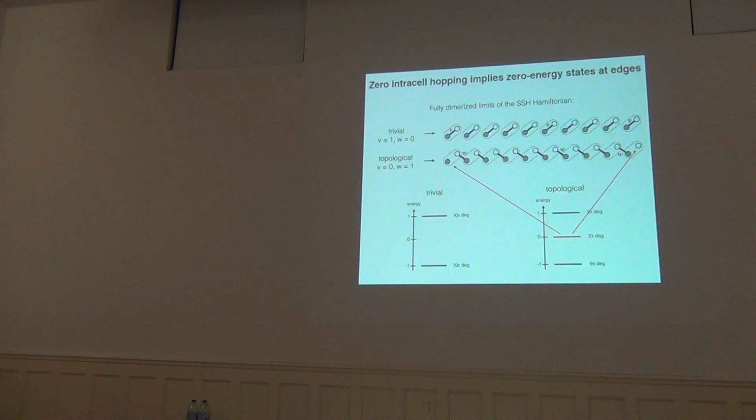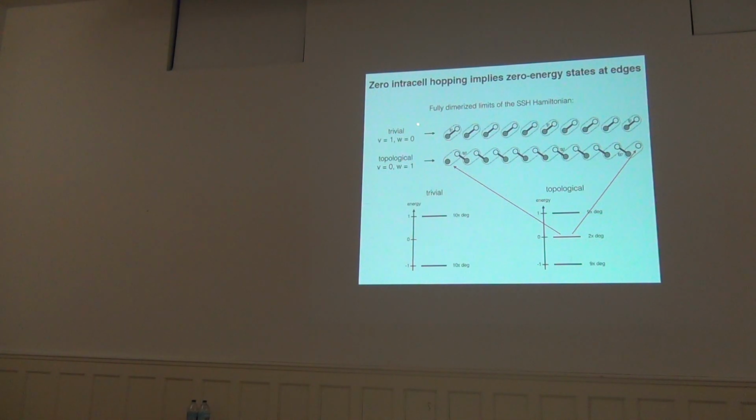And let's see what I mean by edge states. The physics of edge states is very clear in a very well-defined limit of this SSH model. My point on this slide is that zero intracell hopping implies zero energy states at the edges. To illustrate this, I take the so-called fully dimerized limits of the SSH Hamiltonian, and I take finite samples. I want to talk about edges, so I have to take a finite sample. This is 10 unit cells, so I have 20 atoms, 20 sites. My Hamiltonian is a 20 by 20 matrix in real space. Of course, in Fourier space, if I looked at the bulk, it would be a 2 by 2 as before.